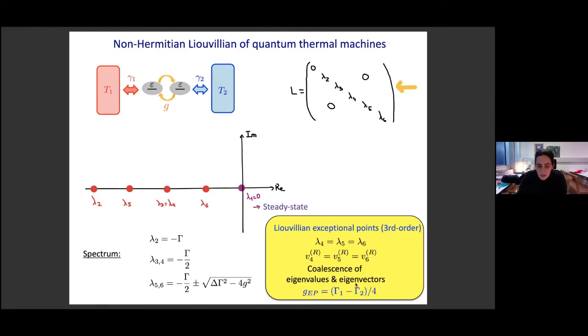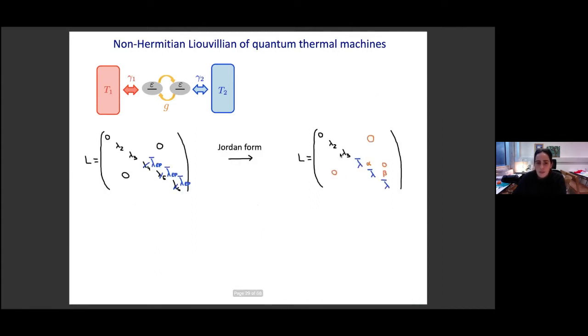So I continue. We have in this system a third order exceptional point. What happens at exceptional points is that I have the merging of lambda 5 and lambda 6 into this central point, and my Liouvillian becomes highly degenerate. Of course, if it's degenerate, the eigenvectors coalesce, and I no longer have a complete basis for this matrix, for my operator.